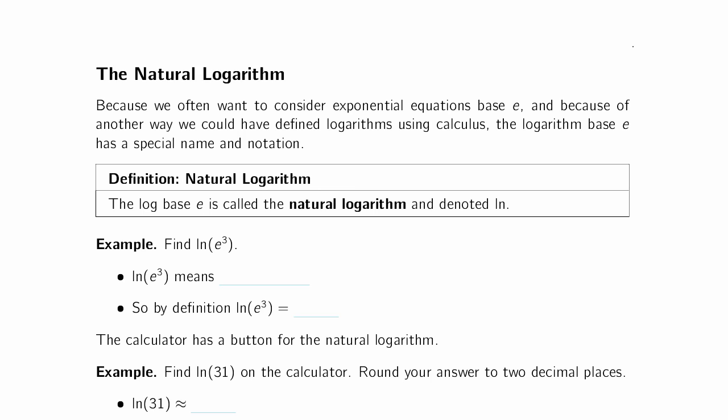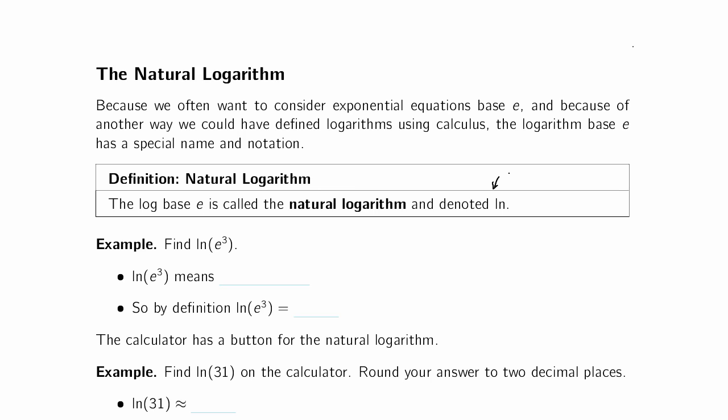Because we often want to consider exponential equations in the base e, and also because of something about logarithms that we will discover in calculus, the logarithm base e has a special name and a special notation. The log base e is called the natural logarithm and is denoted ln, because those are the letters that natural logarithm starts with. I understand it's also something like log naturel in French. You can tell I don't speak French when I say that. And also, we like to have the L first so that it looks like the log symbol.